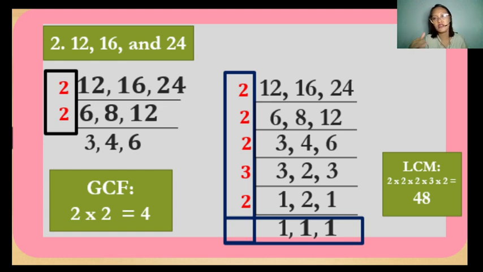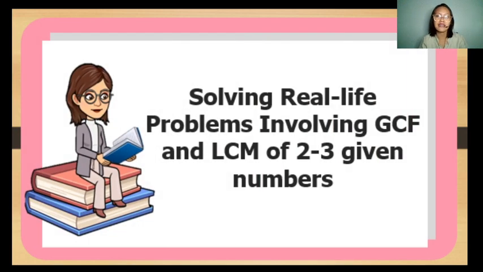We continuously divide all the numbers by a common prime factors. Again, common prime factors, basic common prime factors natin, we have 2, 3, 5, 7, and 11. So, yung mga yon, tandaan natin, yun yung gagamitin natin as a divisor or prime divisor. The next one is solving real-life problems involving GCF and LCM of 2 to 3 given numbers.